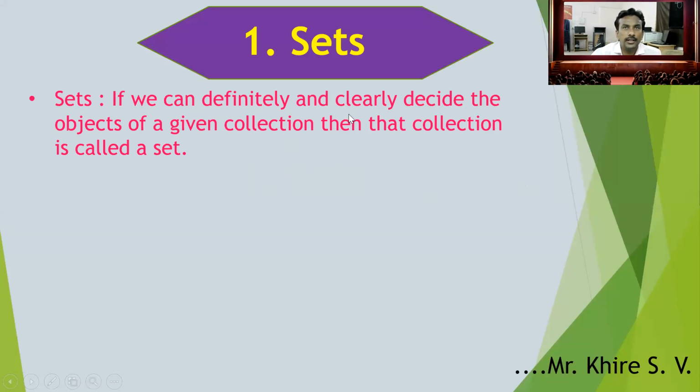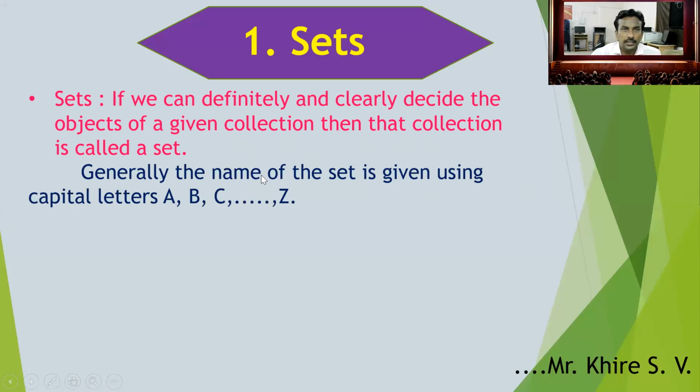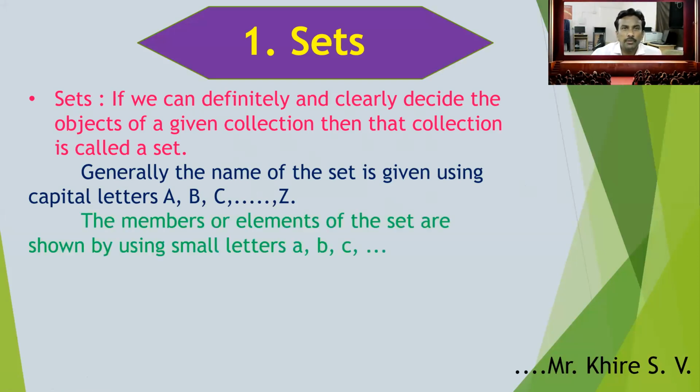If we can definitely and clearly decide the objects of a given collection, then that collection is called a set. Generally, the name of the set is given using capital letters A, B, C up to Z. Any capital letter you can use for the name of the set. The members or elements of the set are shown by using small letters a, b, c, d up to z.